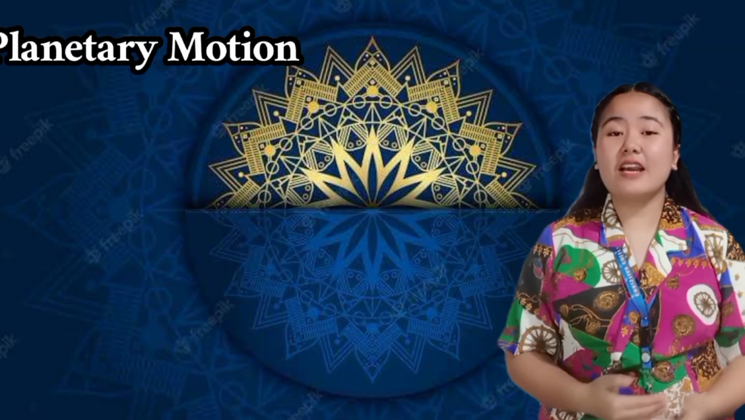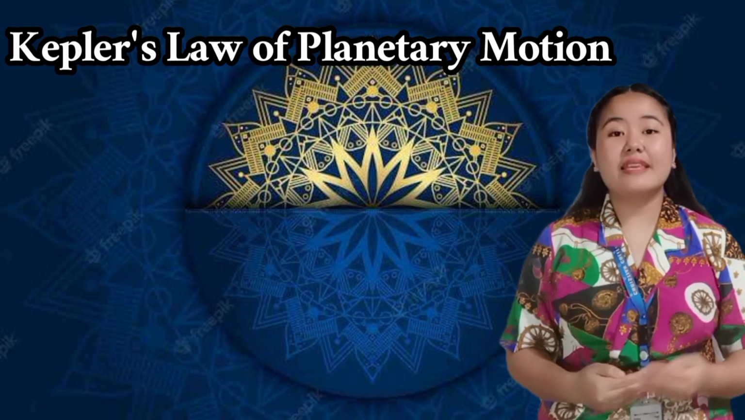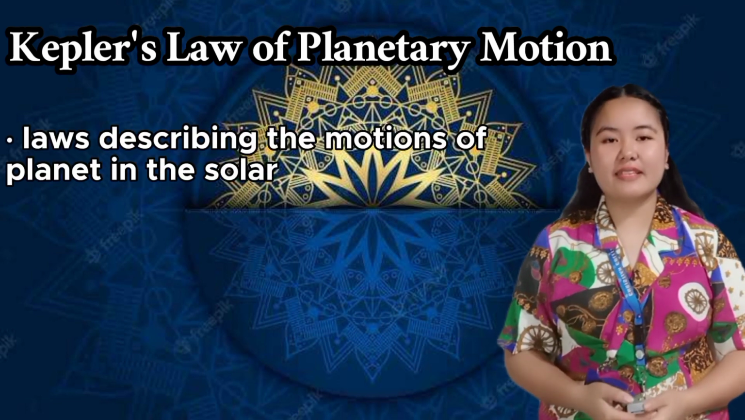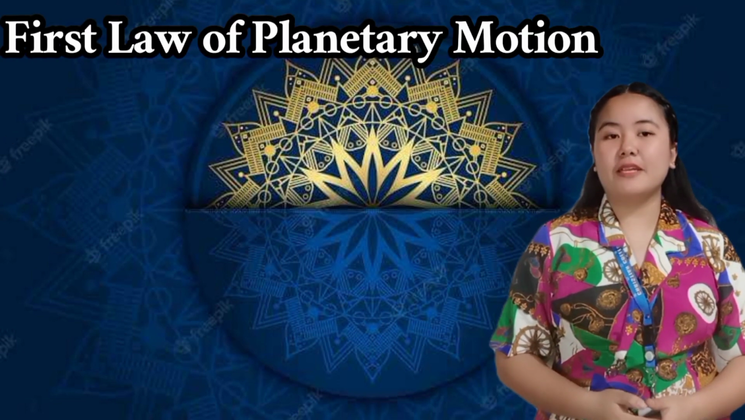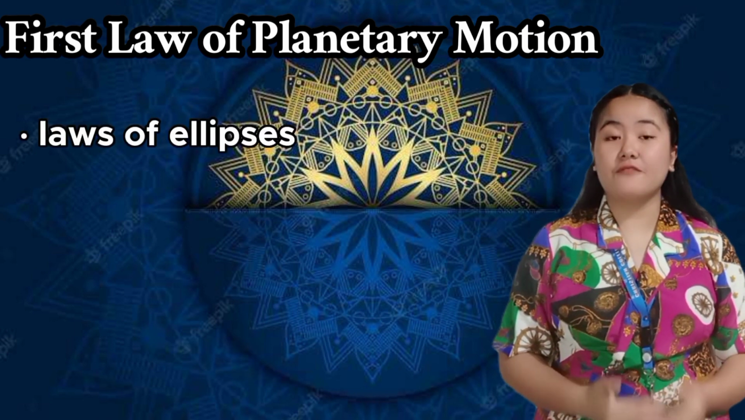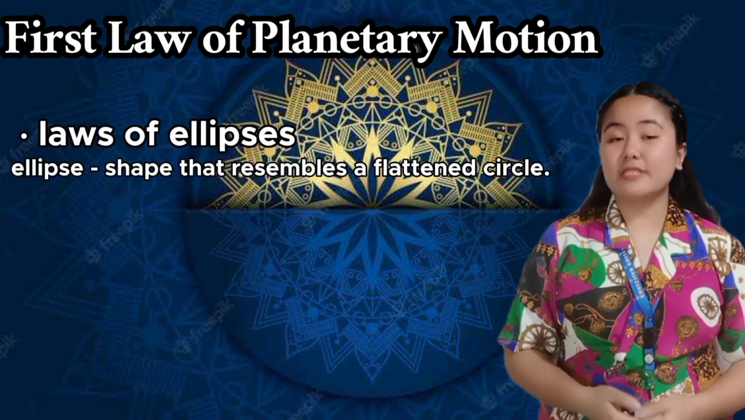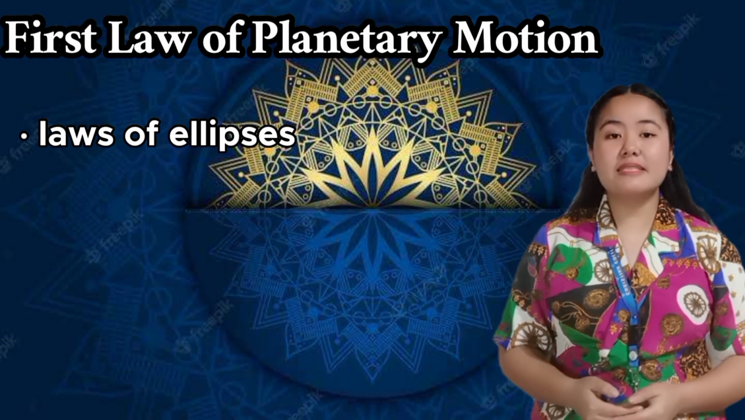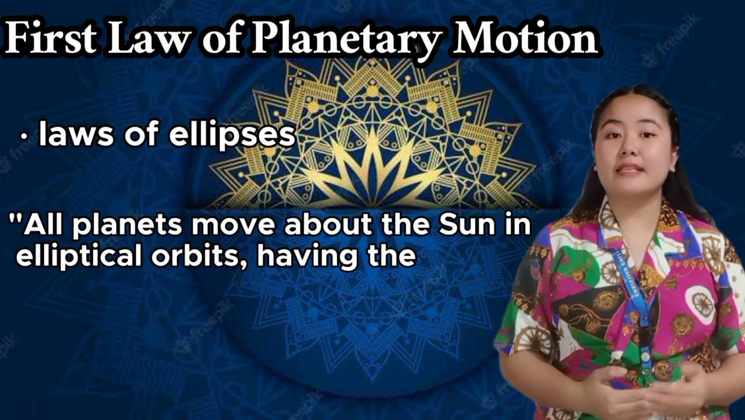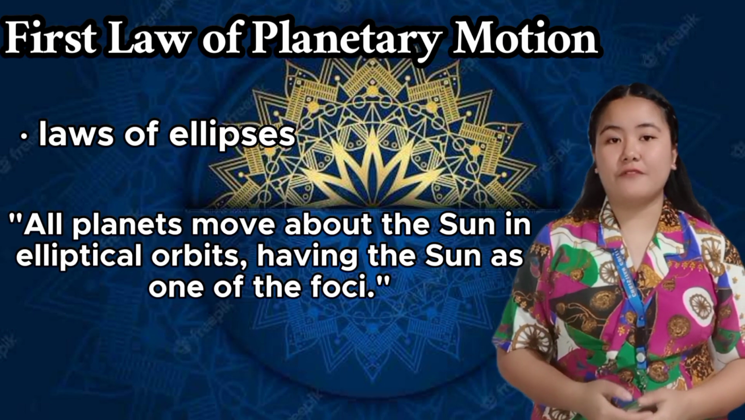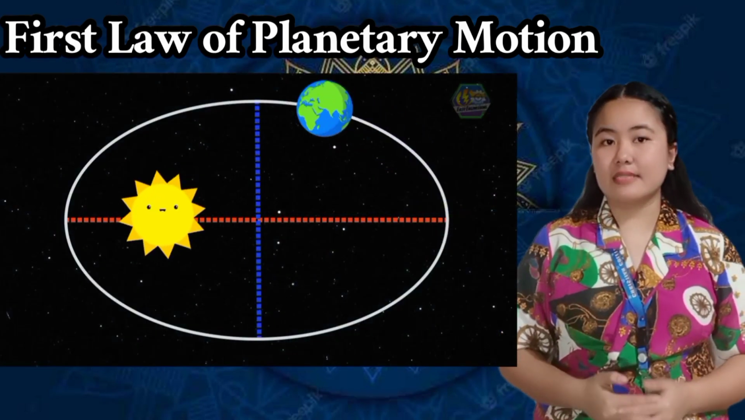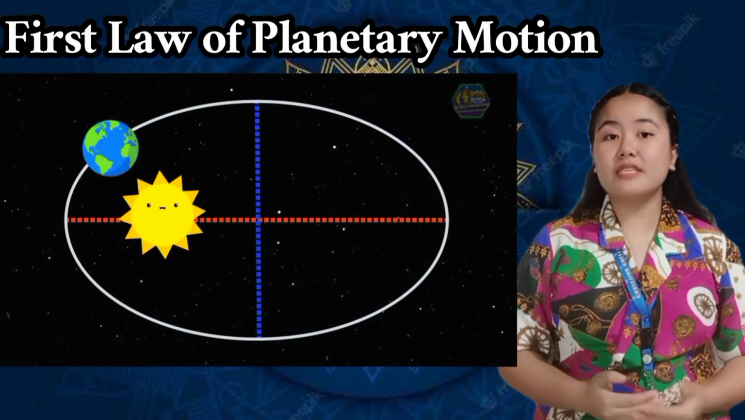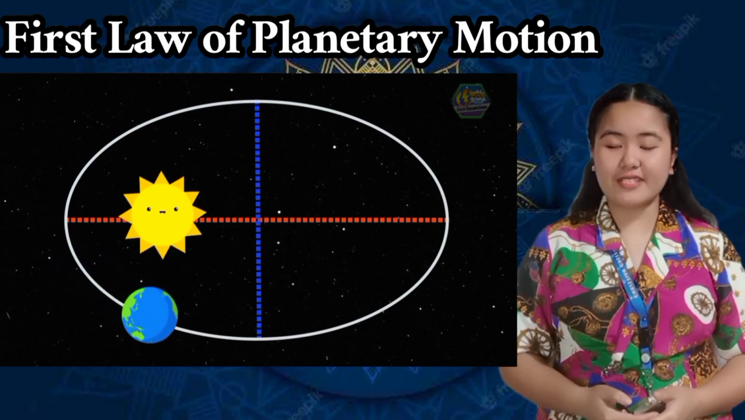Now let us talk about Kepler's laws of planetary motion. These are the laws describing the motions of planets in the solar system. Kepler's first law of planetary motion, sometimes referred to as the law of ellipses. An ellipse is a shape that resembles a flattened circle. The law can be stated as: all planets move about the Sun in elliptical orbits, having the Sun as one of the foci. The Sun doesn't sit exactly at the center of their orbit, but instead lies off to the side at one of 2 points known as the foci.